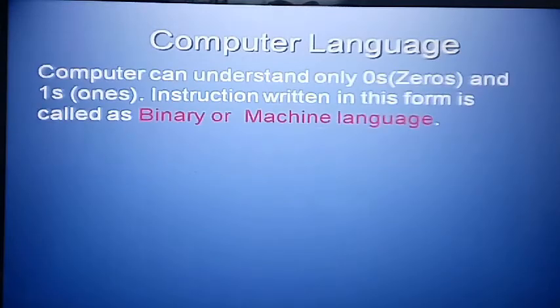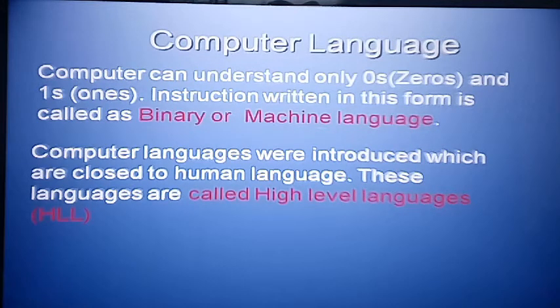Computer languages. So computer can understand only 0 and 1s, right? Instructions written in this form are called binary and machine language. So student, I know computer language is always 0 and then 1. So that 0 and then 1 is called the binary language, right? After then, computer languages were introduced which are so close to the human. It means so closer to human, like user friendly. So this language is called the high level language, right?